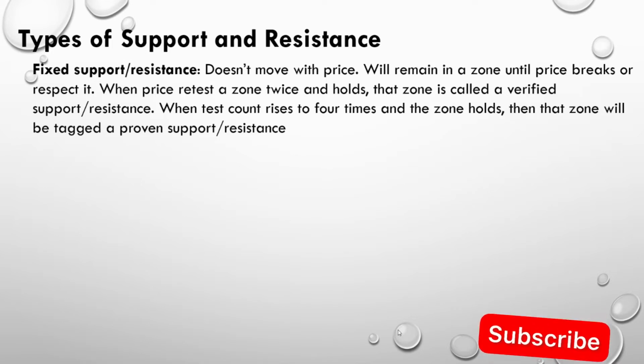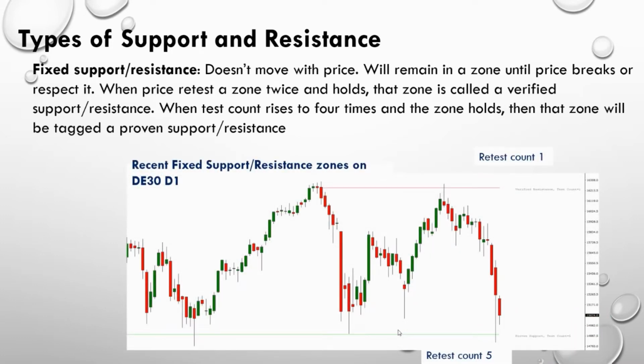When the test count rises to 4 times and the zone holds, then that zone will be tagged a proven support or resistance. Now, you can see from this image at this region, this is a resistance, right? This is a resistance region because price has gotten to this region before, bounced off it, came back down, came back up again, bounced off it again. And this is a support region, all right? So you can see price has bounced off this, bounced here again, went back, bounced here, bounced here as well.